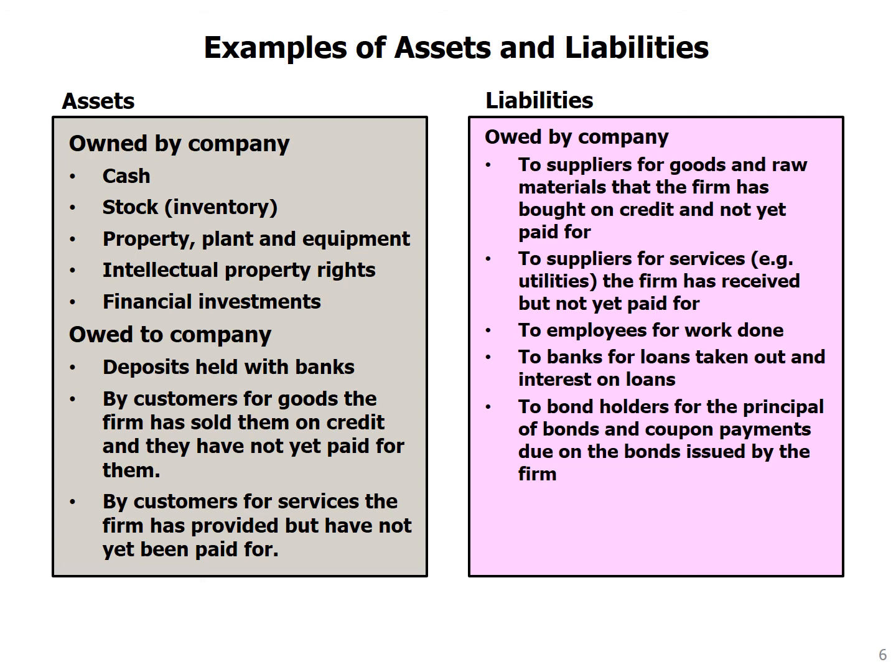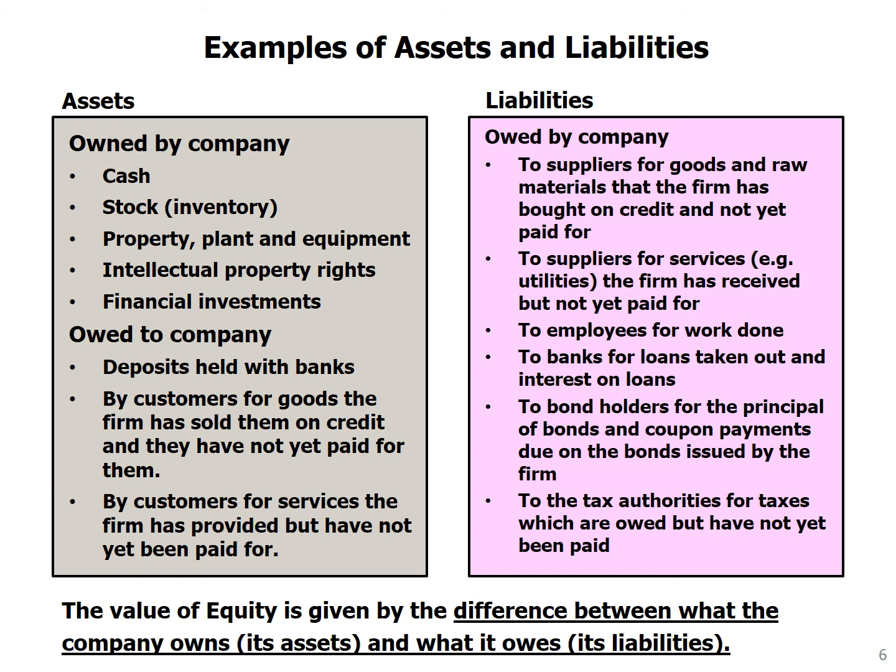Bank lending is an important source of long-term financing in some countries, for example, Germany, Japan and China. In the UK and the US, companies rely more on the bond market for long-term, typically 3 to 5 years, funding, and more on that than on commercial banks. So liabilities include loans from banks, and interest on loans, and amounts to bondholders for the principal on bonds, and coupon payments, effectively interest payments due on bonds issued by the firm. There are also amounts that are owed to the tax authorities for taxes which are owed but have not yet been paid.